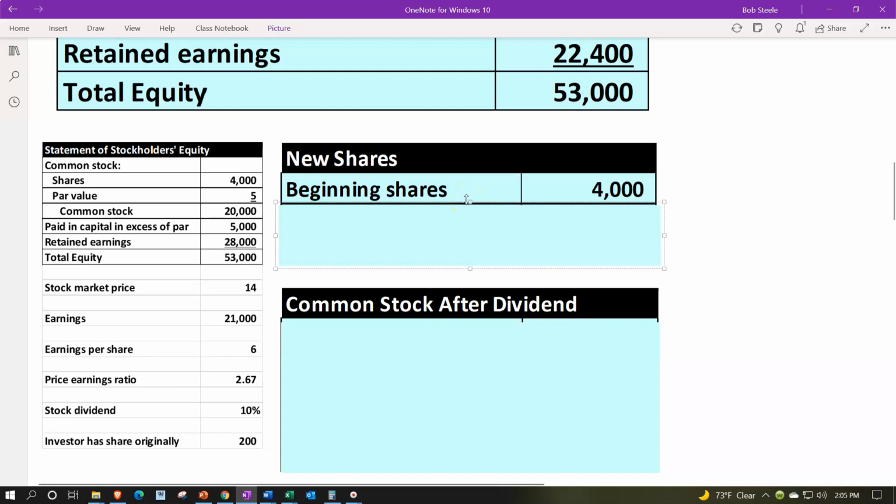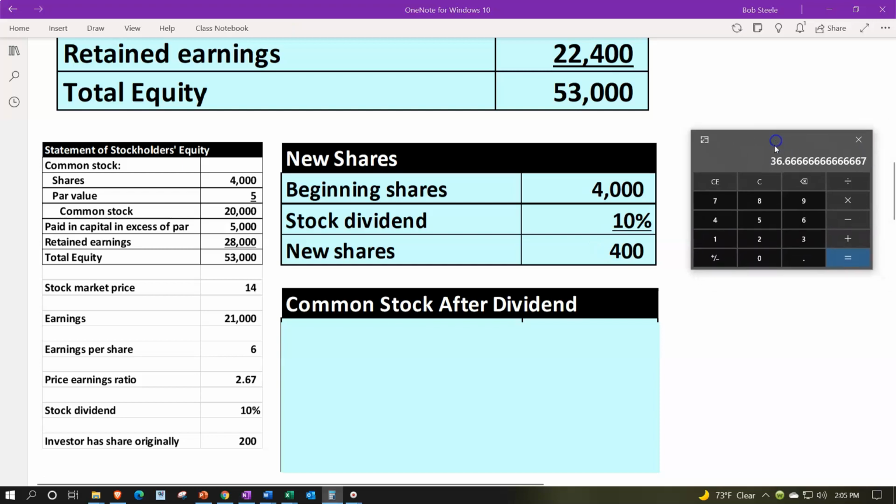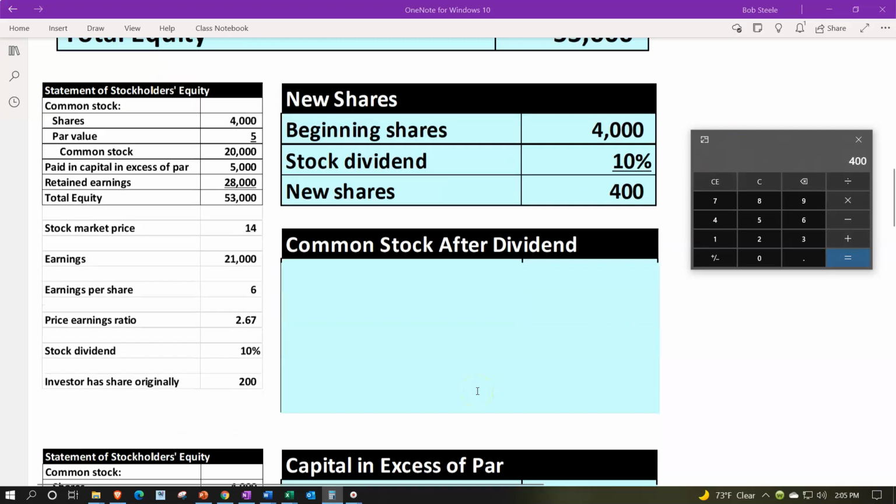So let's calculate the new shares. We're going to start in the beginning, before everything happened. If we go back as far as we know, we had shares at 4,000. 4,000 is where we stood in the beginning. And then there was a stock dividend that took place. It was a 10% stock dividend, resulting in an increase in new shares of 4,000 times 10%.